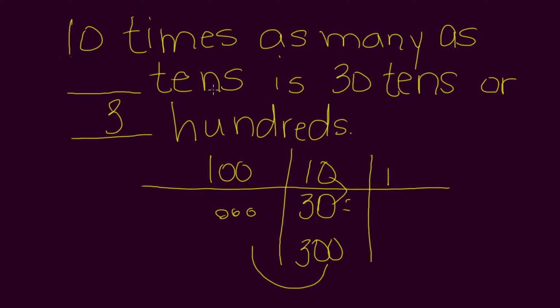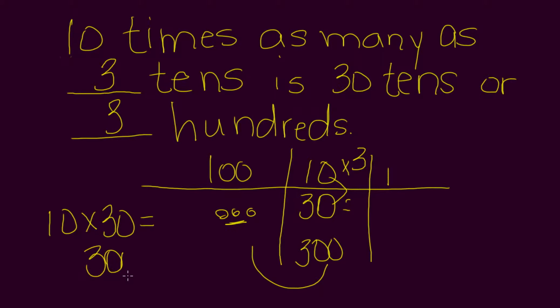And then how many tens did we have here? So 10 times as many as blank tens. If we multiplied to get 30, 10 times 3 is 30, correct? So 10 times 3 is what we started with. So 10 times as many as 3 tens equals 300s, right? Okay, so there is your answer.